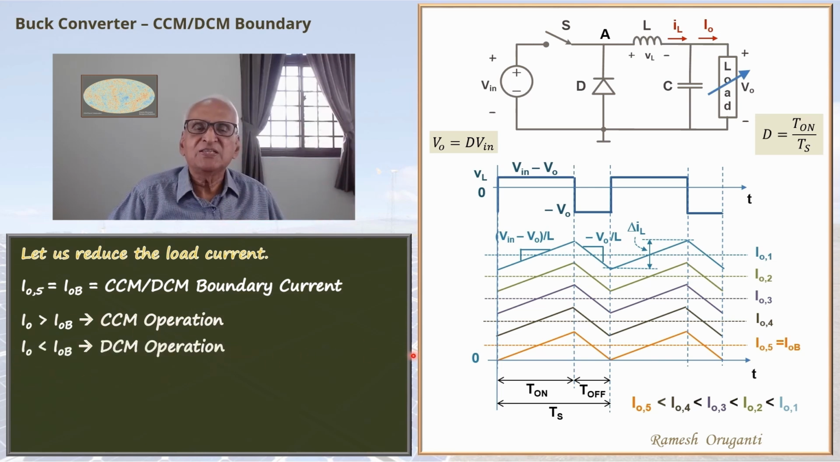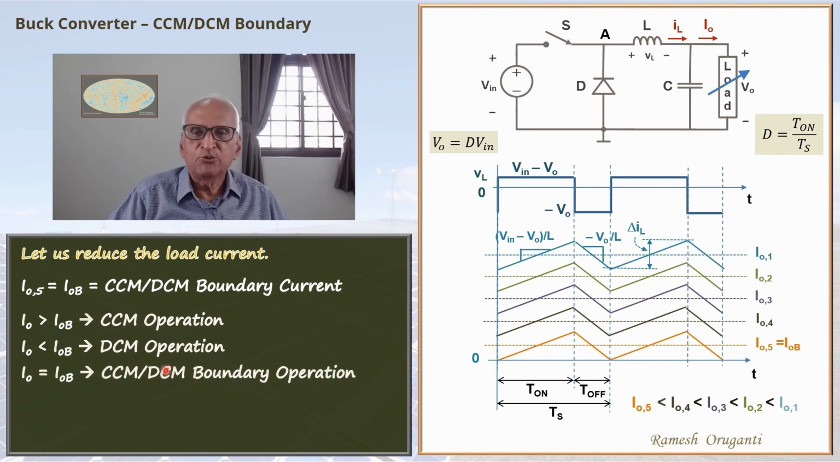That we have not seen yet. That is another mode of operation of the converter. When I0 exactly equals I0B, we are operating at the boundary. So here the converter has one foot in the CCM land and one foot in the DCM land. So CCM equations, V0 equal to d times Vin, will be valid.